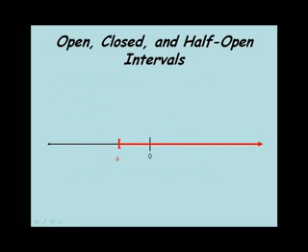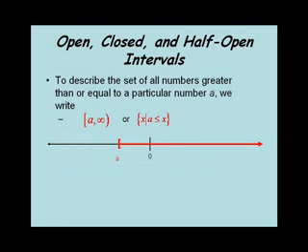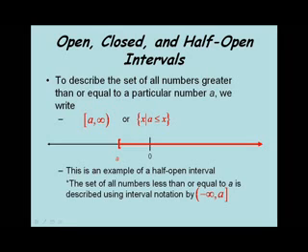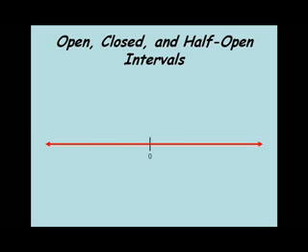In these cases where the endpoint is included, not much changes. To describe the set of all numbers greater than or equal to A, we write the set from A to infinity including A, or x such that A is less than or equal to x. This is an example of a half-open interval. Similarly, the set of all numbers less than or equal to A is described using interval notation by the set of all numbers from negative infinity to A, including A.